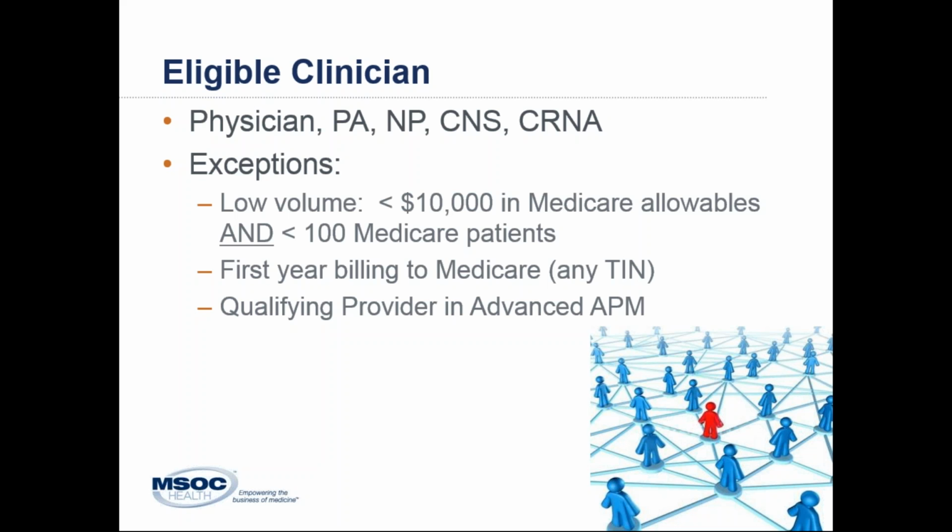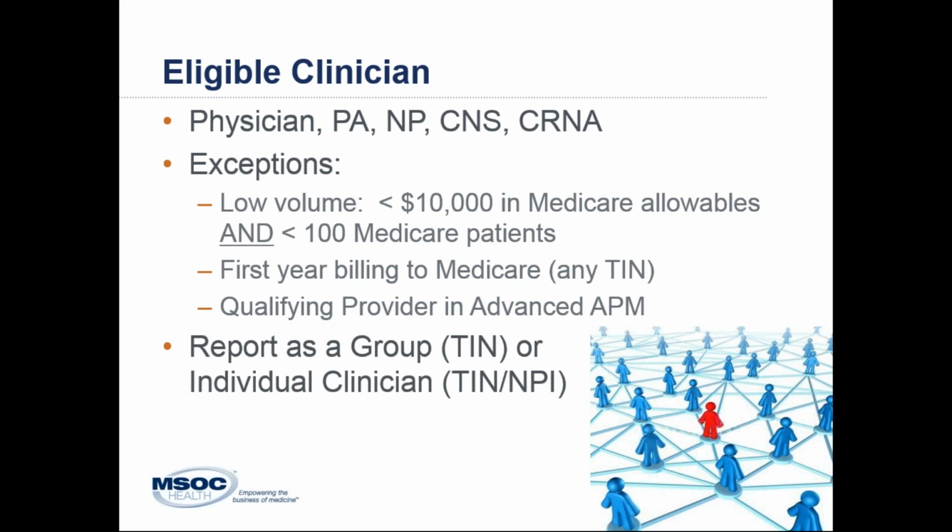If it is the provider's first year billing to Medicare, having a Medicare number at all, so not just in your TIN, but in any tax ID number, any practice, they're excluded. And if you're a qualifying provider in an advanced APM, you're excluded. You can report data to CMS either as a group, if you have two or more providers in your group, or as individual clinicians. All of the payment adjustments, however, will happen at a tax ID/NPI level. So if a provider works in two different practices, they could have one payment rate in one practice and one payment rate in the other practice, for example.